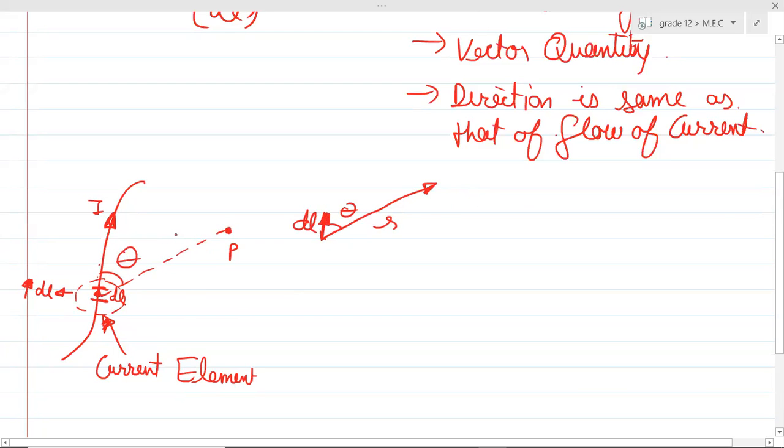You apply the right hand thumb rule. So what is the direction of magnetic field at point P due to this wire? Is it coming out of the plane or is it going into the plane? Into the plane. Basically, this is into the plane, and let's say the magnetic field is dB. So the magnitude of dB, do you remember?